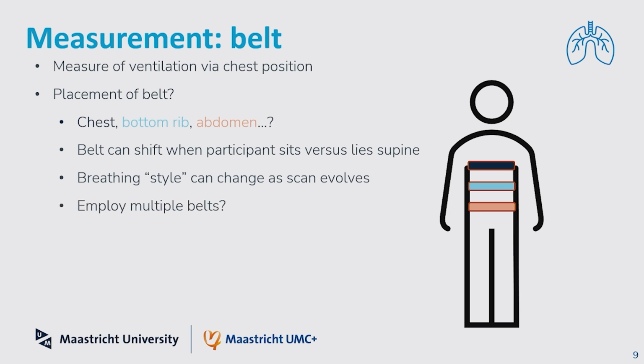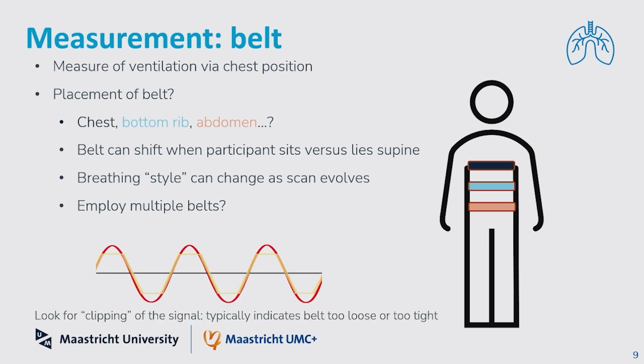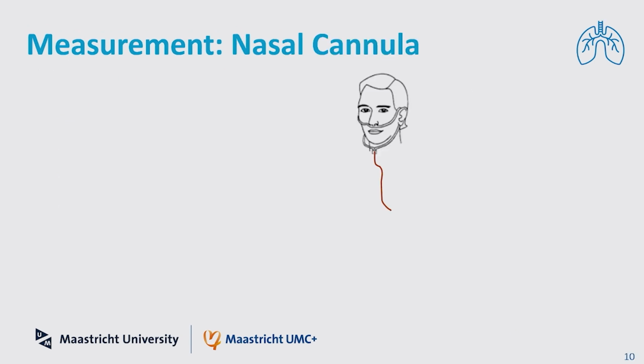Another way to deal with this is to use multiple belts, if this is something that your participant is also comfortable with. So this is an example of the signal that you will be getting out. So it's like a sinusoidal wave. And you can also see an example, I don't know if it's very clear to see, in yellow, of the clipping of the signal. So that means that a part of the signal is not acquired. This could be because your respiratory belt is either too tight or too loose. We will talk a little bit more about that later.